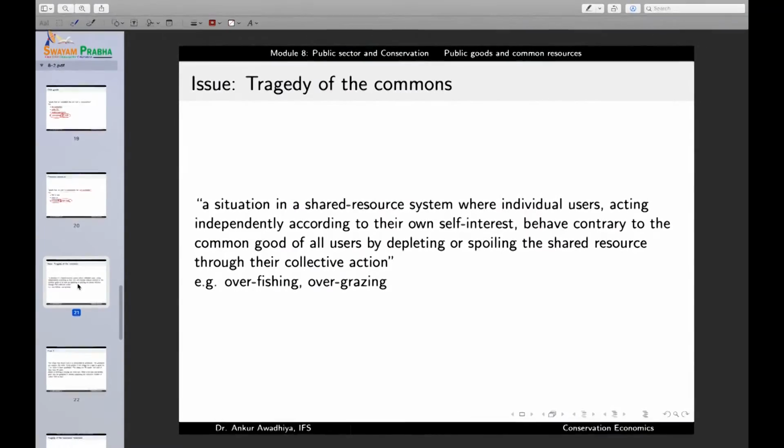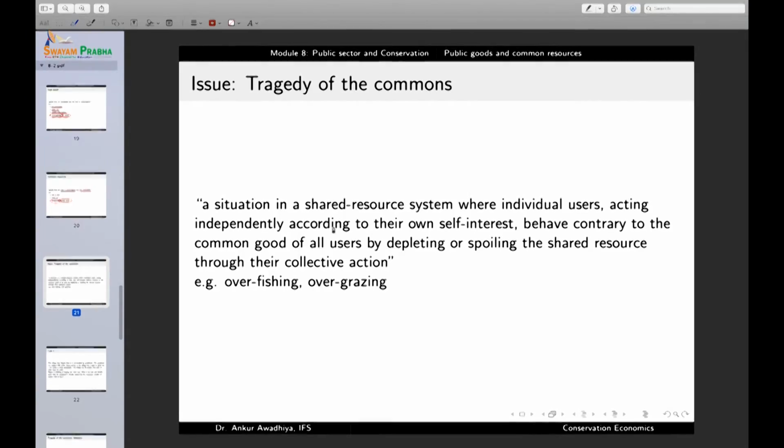Now, the issue with the common resources is the issue of tragedy of the commons, a situation in which a shared resource where individual users acting independently according to their own self-interest behave contrary to the common good of all users by depleting or spoiling the shared resource through their collective action.